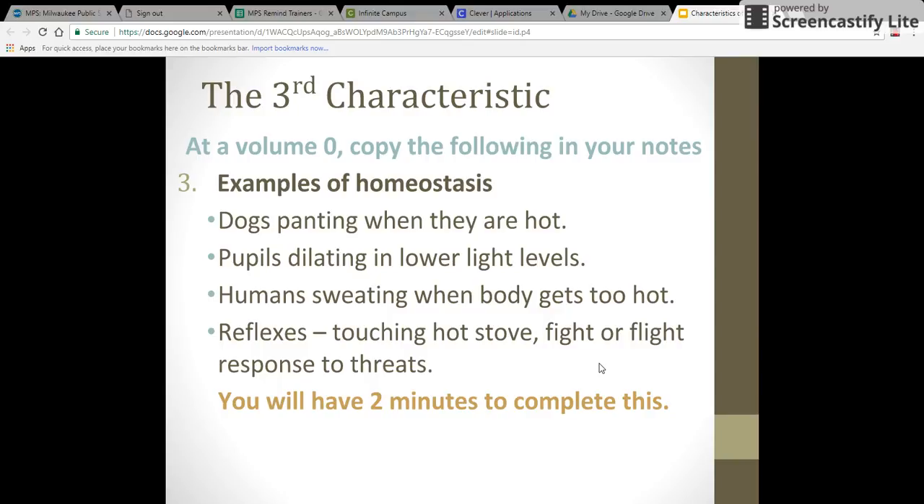So if I touch a hot stove, or if I'm in the middle of a scary situation or somebody comes up on me, it's a fight or flight response. So either I would run away or fight in that current situation. So that's us reacting to what's going on with us in the environment.